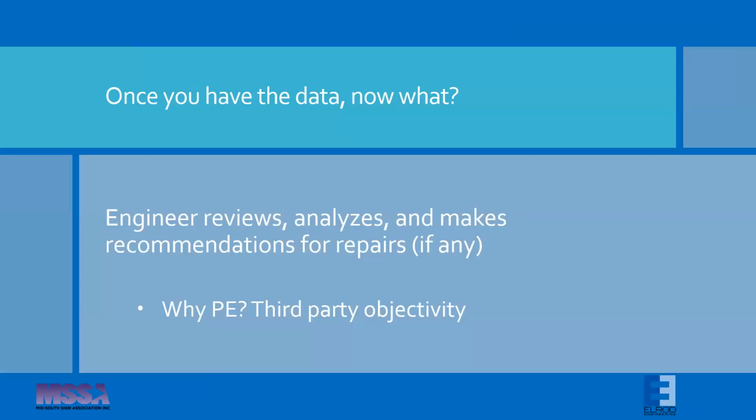So once you have the data, what now? You work with the engineer, they review the information, they analyze it, and they make any recommendations for repairs, if any recommendations are needed. Why do you use a PE? One of the things that it does is it brings third-party objectivity to it. You don't want your client questioning, are the repairs necessary? Because having an engineer review it, when an engineer puts their seal on a document, they're legally responsible and liable for that report. So that just gives your clients a little more assurance that things truly are necessary that are being recommended.